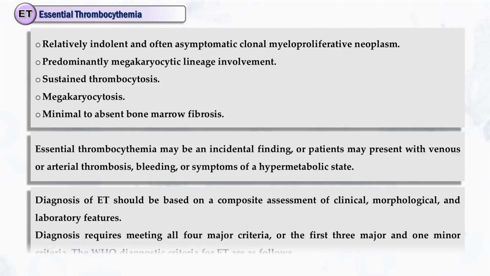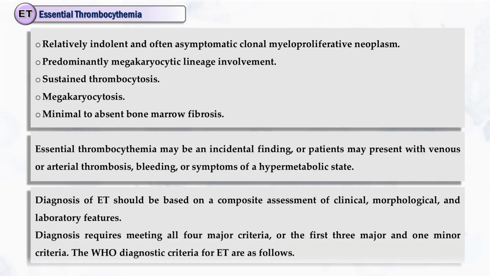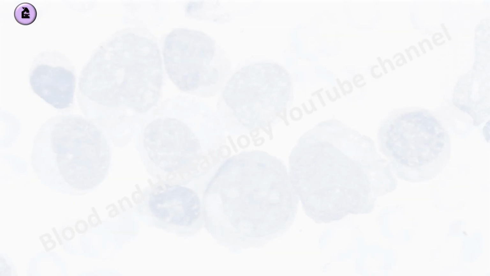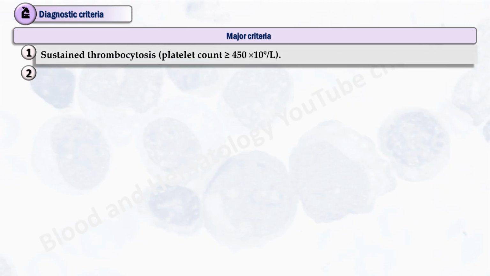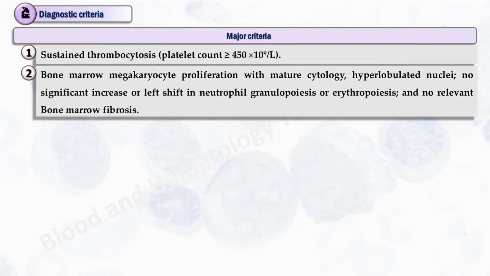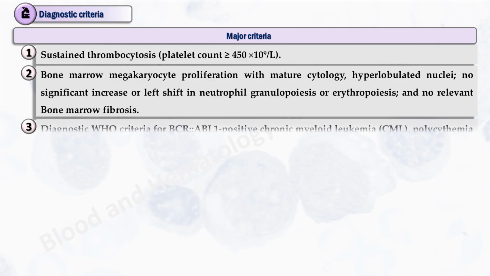Diagnosis requires meeting all four major criteria, or the first three major and one minor criteria. The WHO diagnostic criteria for essential thrombocythemia are as follows. Major diagnostic criteria for essential thrombocythemia include sustained thrombocytosis, bone marrow megakaryocyte proliferation with mature cytology, hyperlobulated nuclei, no significant increase or left shift in neutrophil granulopoiesis or erythropoiesis, and no relevant bone marrow fibrosis.